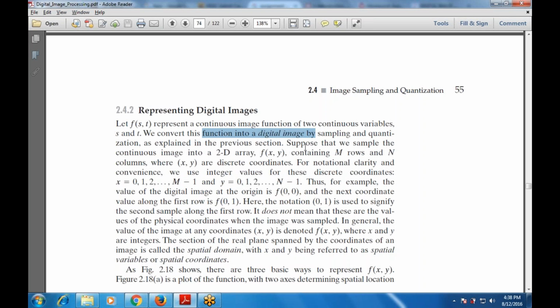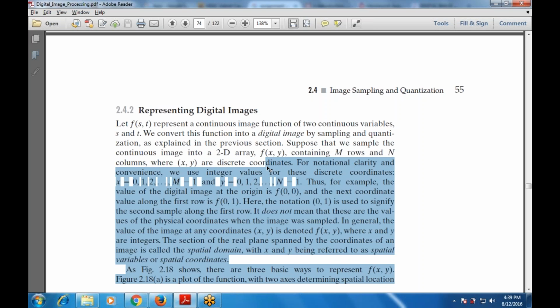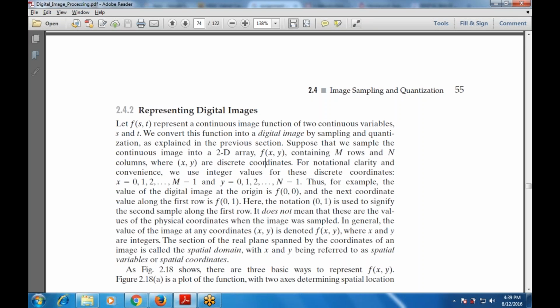Suppose that we sample the continuous image into a 2D array that contains m rows and n columns, where x and y are discrete coordinates, and for notational clarity and convenience, we use integers for these discrete coordinates. That means x ranges from 0, 1 till m minus 1, and y also ranges from 0, 1, 2 till n minus 1. Therefore, for example, the value of the digital image at the origin is f(0,0), and the next coordinate value along the first row is f(0,1).